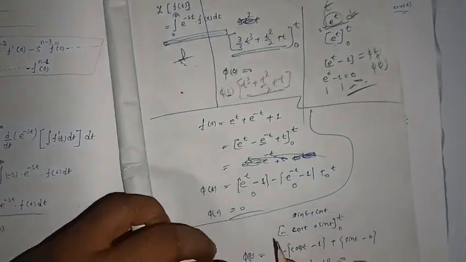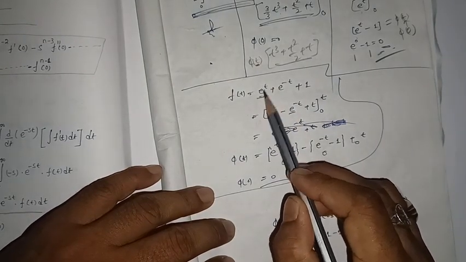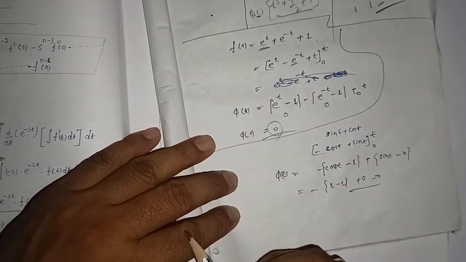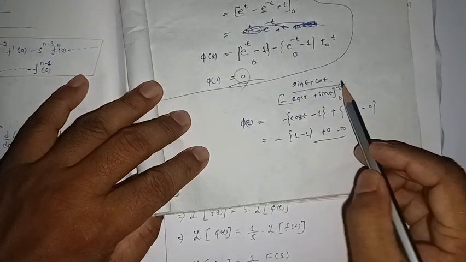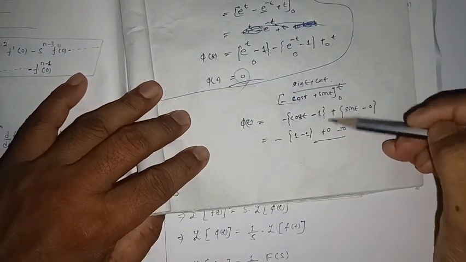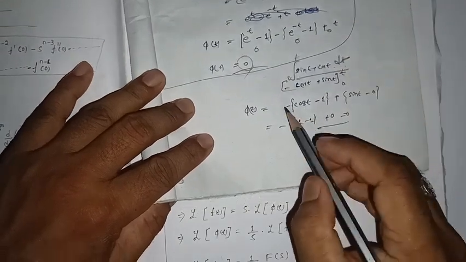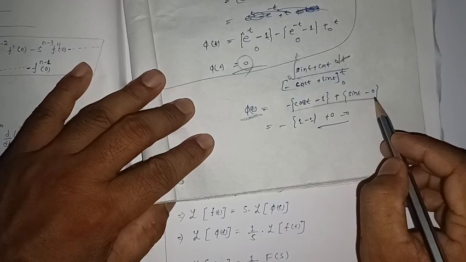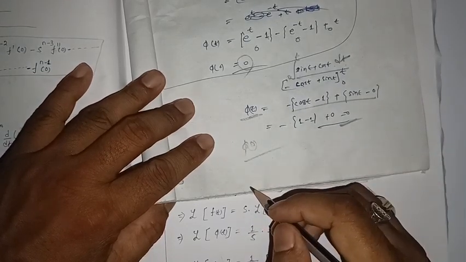Likewise, you can check that if f of t is e to the t plus e to the minus t plus 1, then also we get 0. And if you consider trigonometric functions, suppose sin t plus cos t, and take the integration from 0 to t dt, we get phi of t. If I put phi of 0, we also find 0.